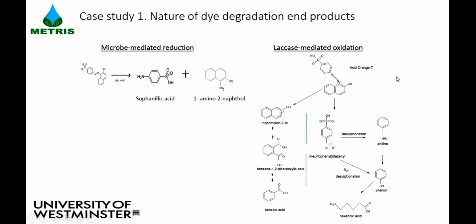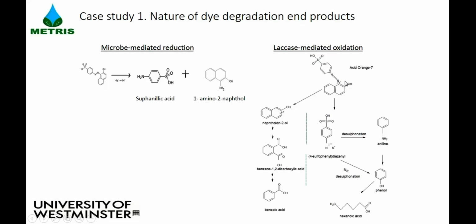On the laccase side of things, it's a bit complicated because laccase acts in a non-specific way. But based on the GC-MS data, we found these compounds were there, and the similarity was so high for these compounds, benzoic acid and hexanoic acid. And we pieced together a kind of mechanism which might explain how these compounds appear.